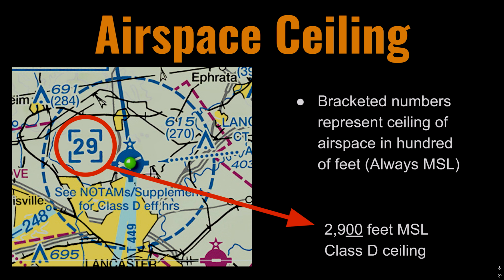So bracketed numbers represent the ceiling of that airspace in hundreds of feet. And this is always in feet MSL, or mean sea level. They condense it to conserve space on these maps because they're already busy enough. So since it's hundreds of feet, 29 add two zeros, telling us that is 2,900 feet MSL is the ceiling of this segment of Class D airspace.